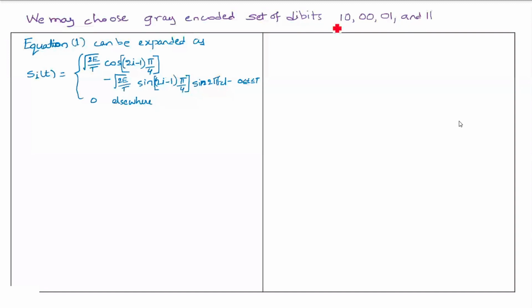Let me tell you one thing here. If a binary symbol is 1, we can consider it in polar form with some positive value, and if it is 0, again in polar form with some negative value. So 1 is positive value, 0 is negative value. Again 00 means both are negative. 01, the first is negative, the second positive, and 11 both are positive.